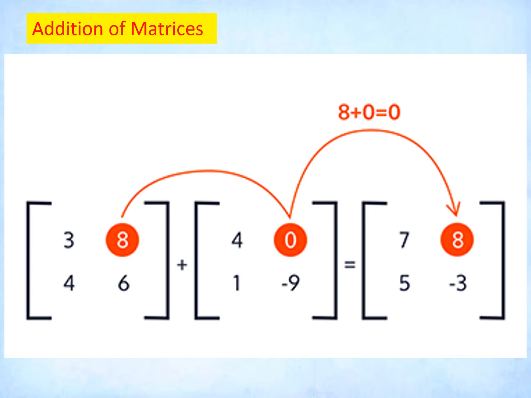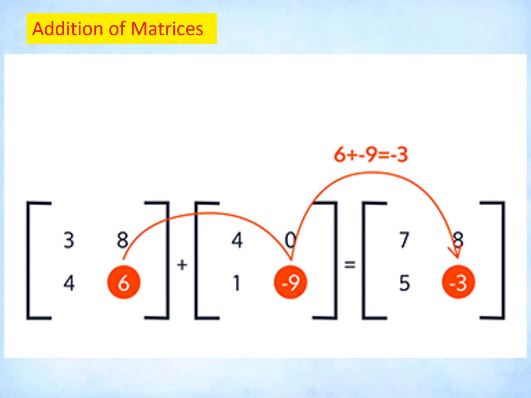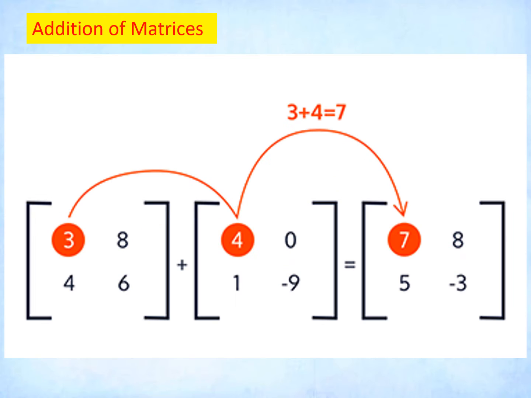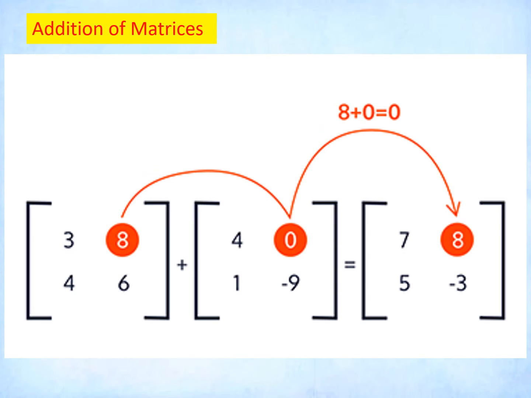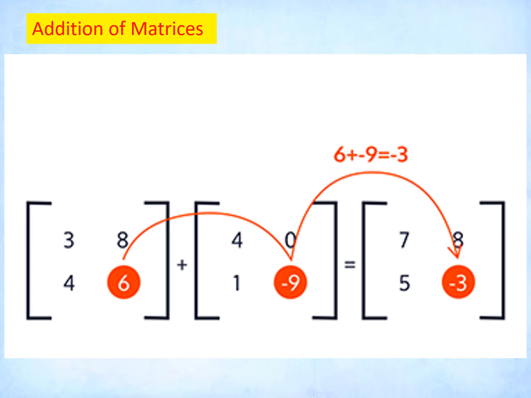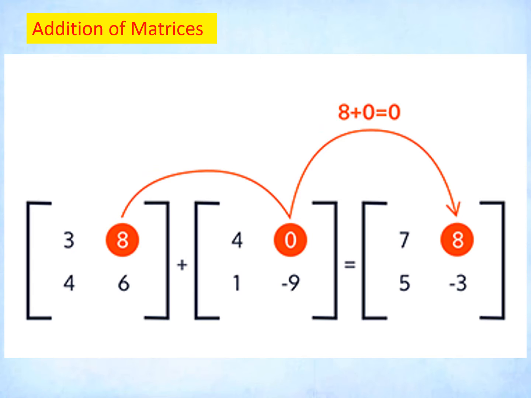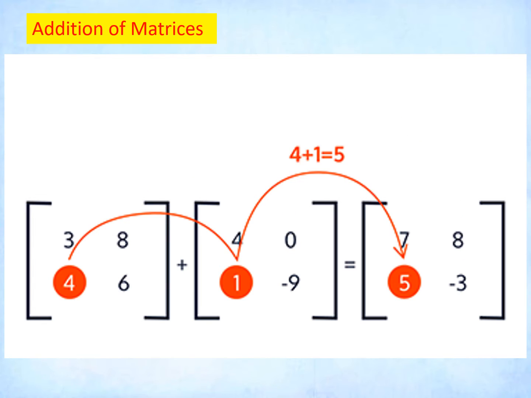Now let us have another example. So in here, we are going to add again. So we are going to add 8 plus 0 is equal to 8, 4 plus 1 is equal to 5, 6 plus negative 9 is equal to negative 3. So that is how we add matrices.